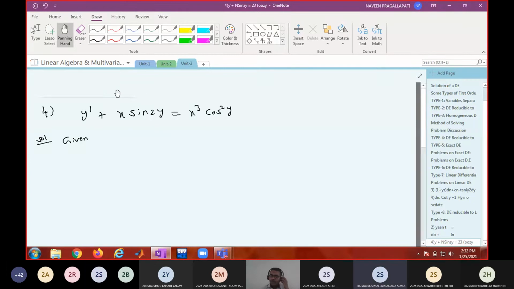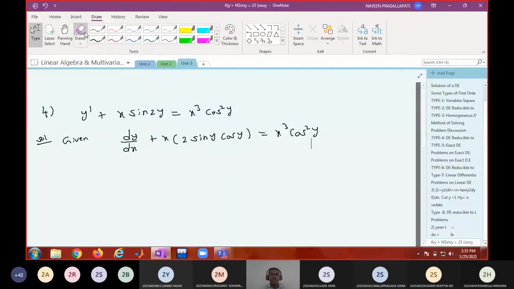Divide by cos square y on both sides. Right. So first we shall write this as dy by dx plus x into 2 sin y cos y equal to x cube cos square y. So we don't want to see this cos square y on the right hand side. Therefore first divide with cos square y. So that means multiply both sides with secant square y. 1 by cos square y is secant square y only. So when I do that, what do you get?